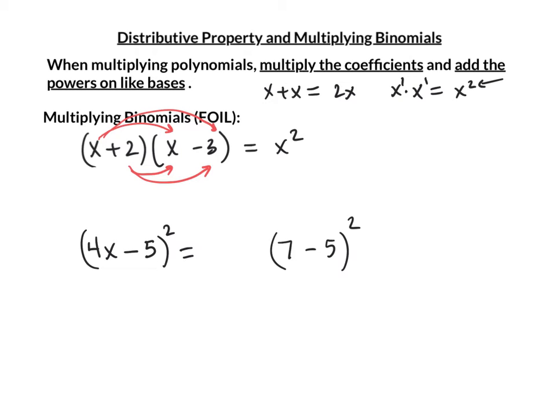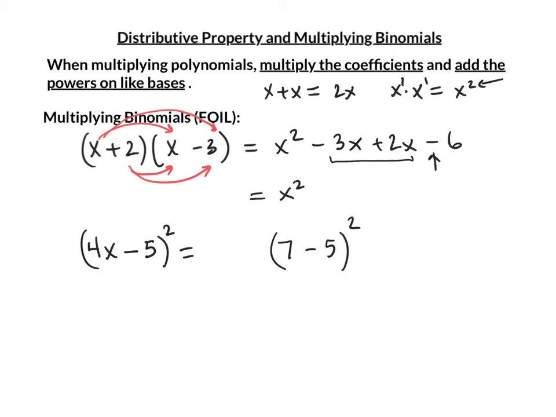X times negative 3 is negative 3x. I write minus 3x. Now I take the 2 to both. Positive 2 times x is positive 2x. And positive 2 times negative 3 is negative 6. Notice I write minus 6. Typically when you FOIL and you multiply binomials, the middle will simplify. Not always, but most of the time.